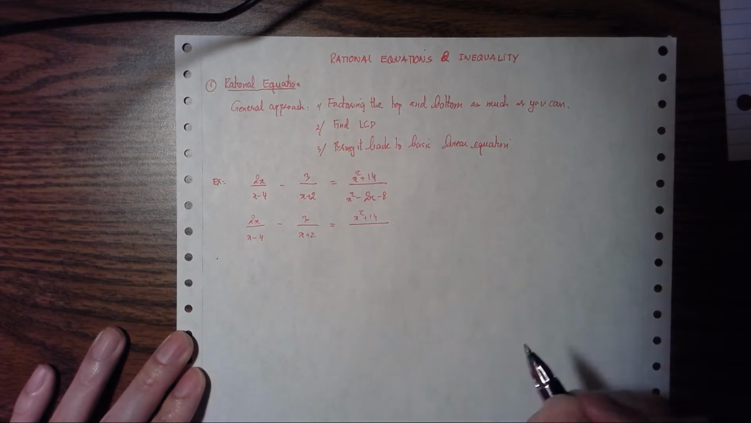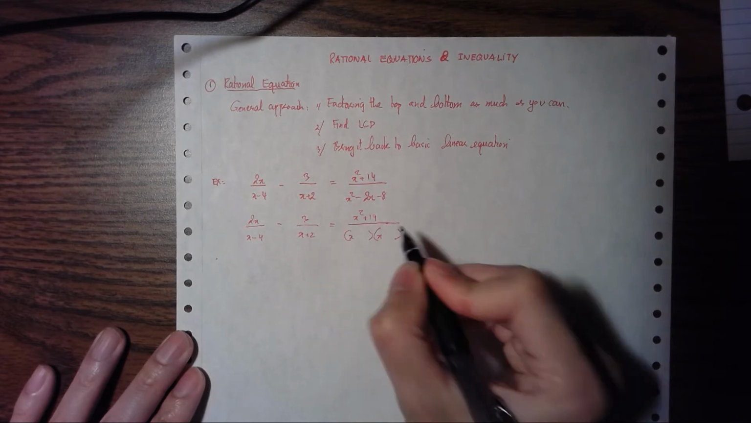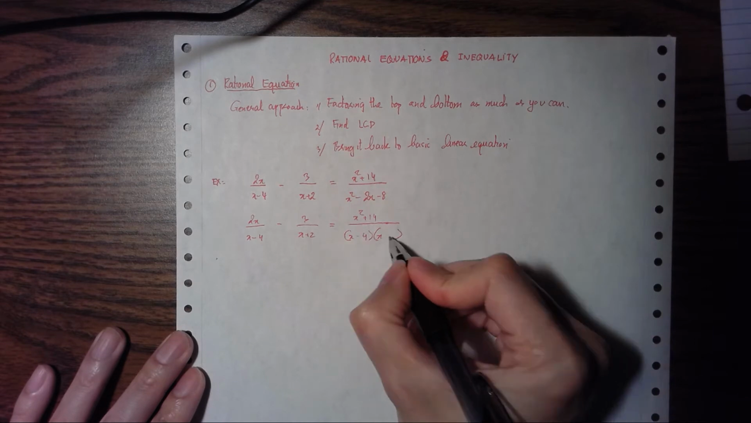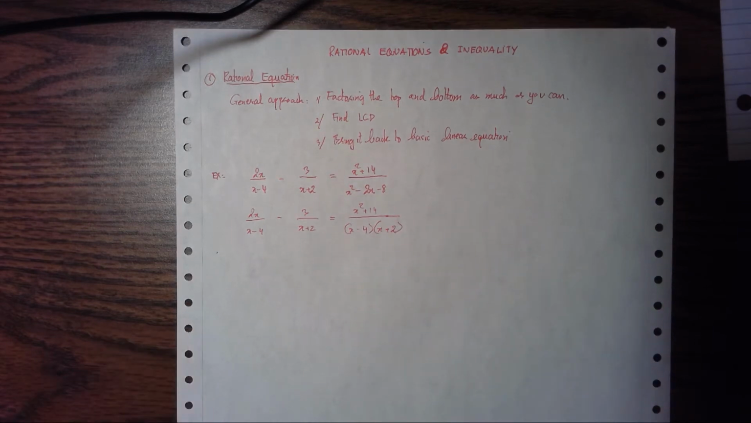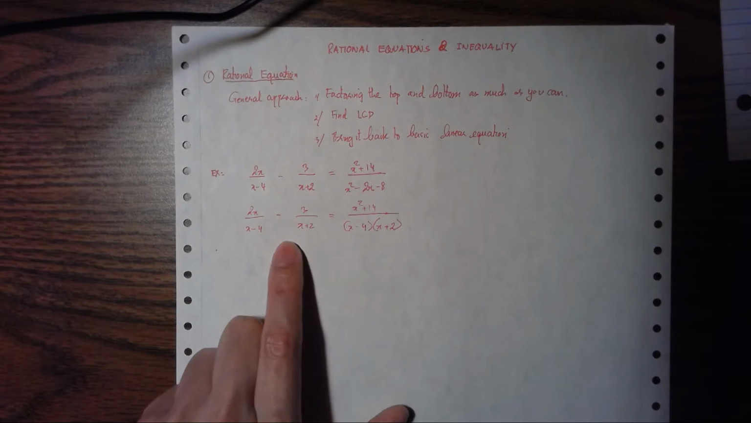Everybody knows how to factor: negative 4 and plus 2. So you have x minus 4 over here and x plus 2 over here, that we can combine.